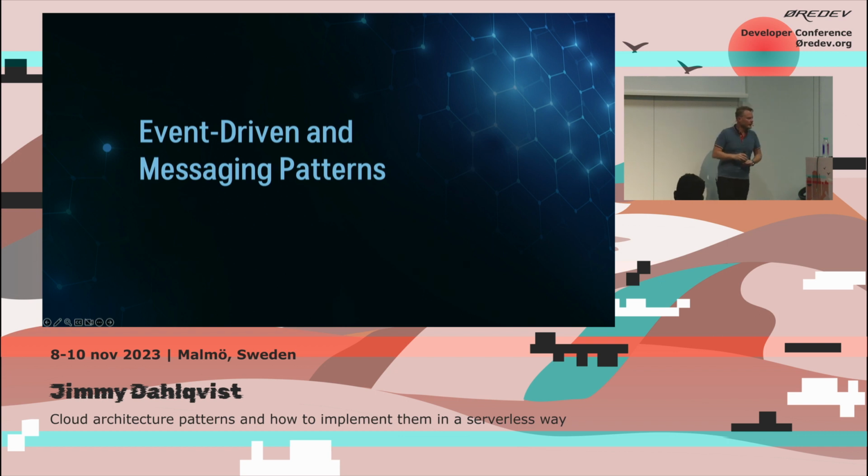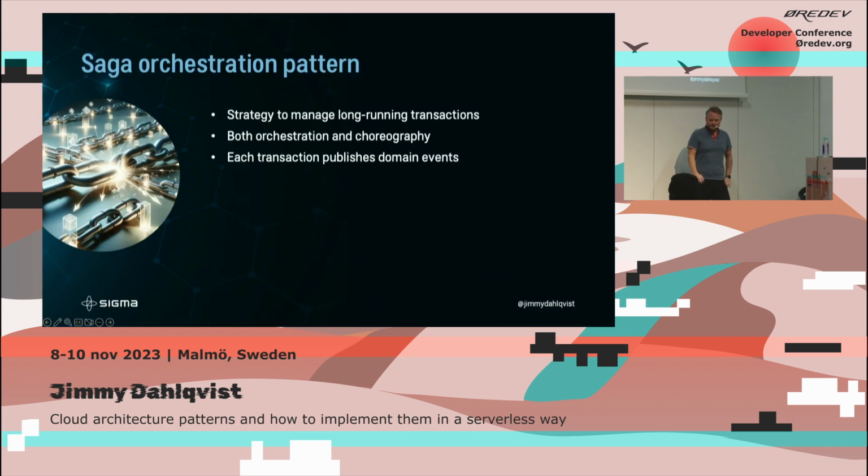There's some resiliency. We can look at some event-driven and messaging patterns in an event-driven architecture. The first one is the Saga orchestration pattern. I think it's as old as computers. I think we all have been using Saga patterns forever. So I'm going to talk about how we can implement this in an event-driven architecture using choreography. It does support both orchestration and choreography, but I'm going to focus on the choreography part, the event-driven part.